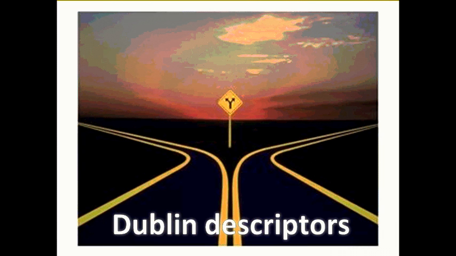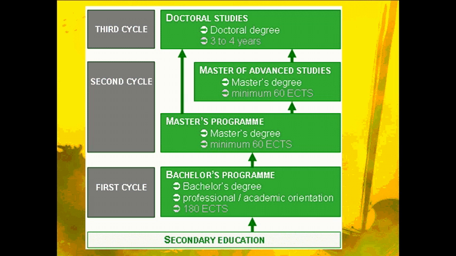If we get into the Dublin descriptors, we see that they have two ways of being worked with. We can work with them as objectives, describing what we want to do, or we can work with the Dublin descriptors in terms of clarifying what we have done with students, seeing if we have really achieved what we wanted to achieve.